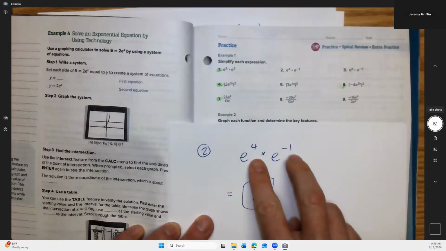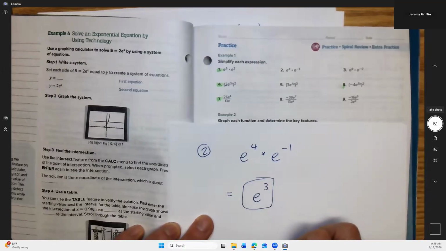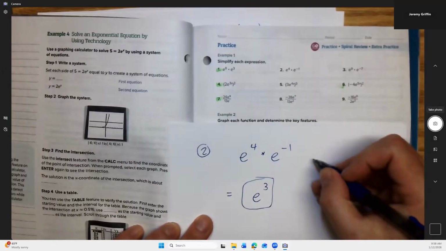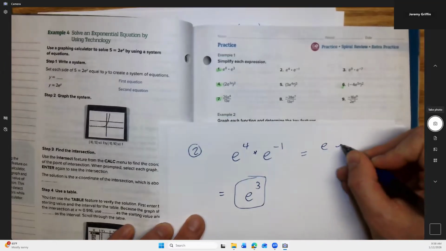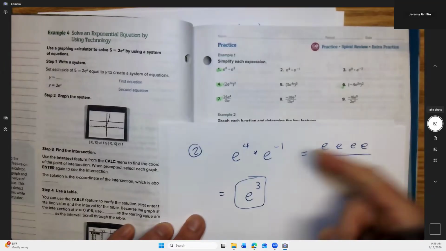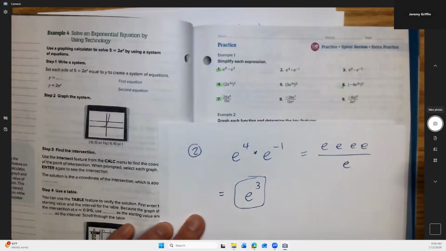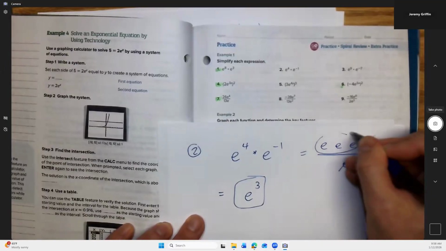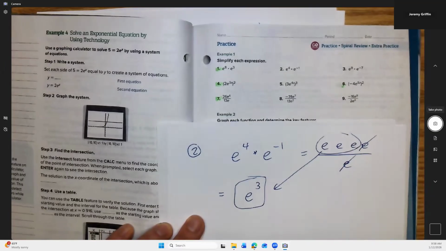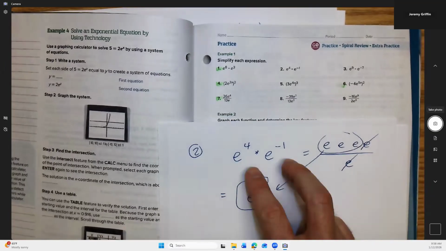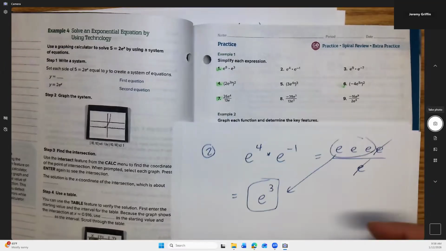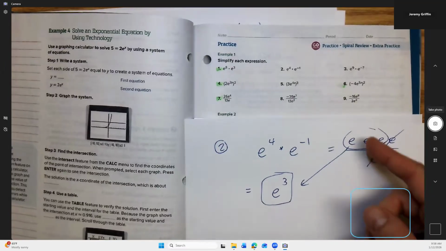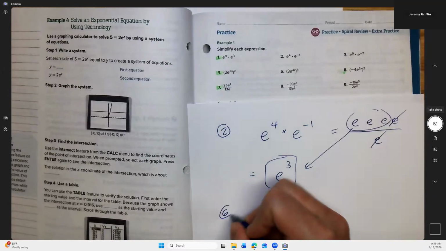So isn't the rule you can just add the exponents if you're multiplying together, and they have a common base, of course. Here's another way you could have said this. That's e times e times e times e. And then e to the negative 1, isn't that just divide by e? So that's another way to look at it. But the shortcut rule is you can add the exponents in this case. All right, let's do number 6.